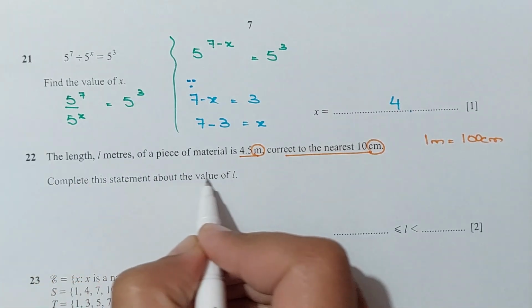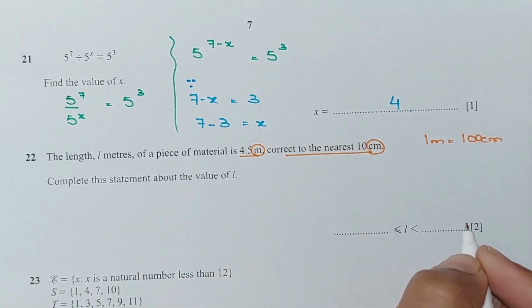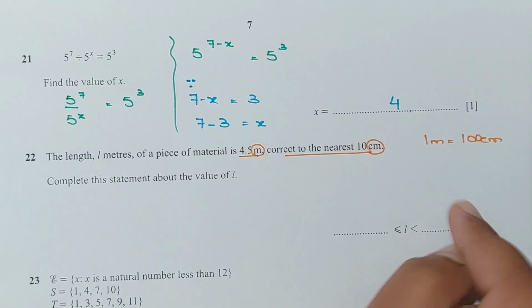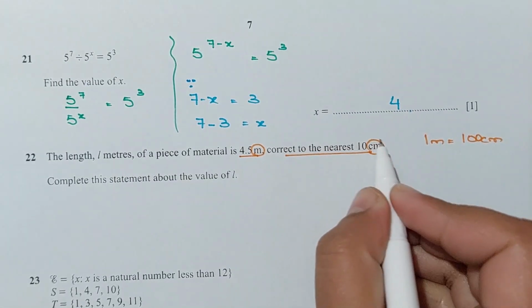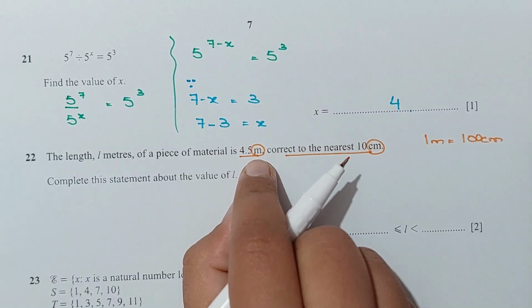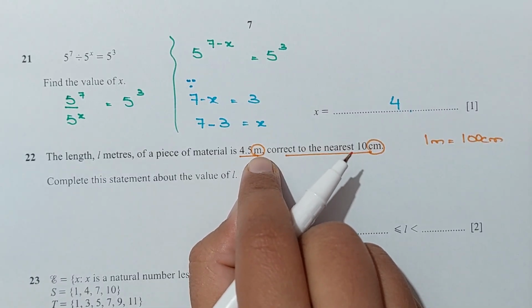Alright, complete the statement about the value of L. We have to find the upper and the lower bound. This is the upper bound, this would be the lower bound. Correct to the nearest means we have to add and subtract this number. Okay, so this is in centimeter. The answer should be in meters because this question says in meters, right?